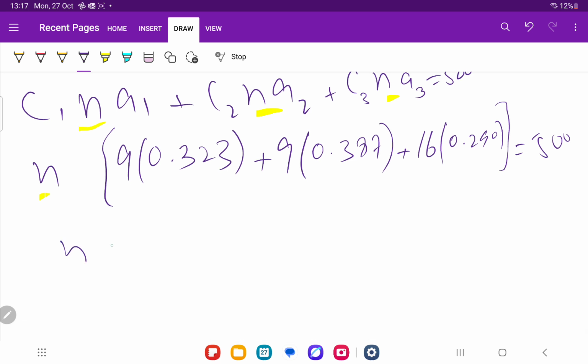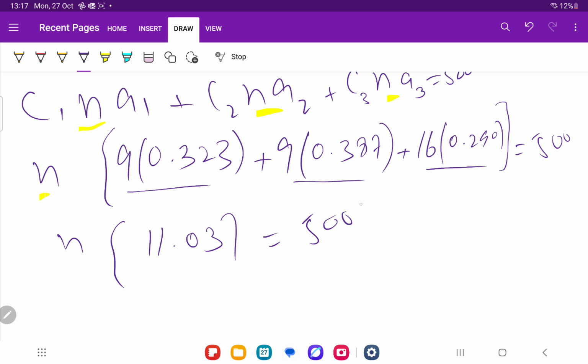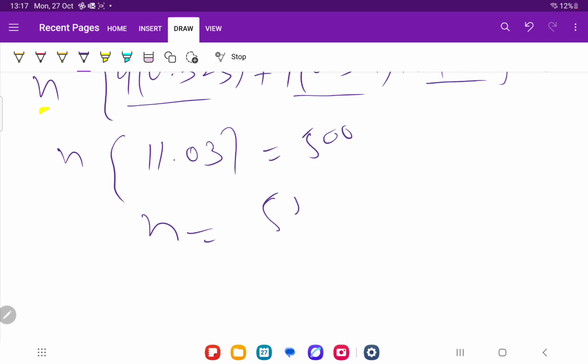Now we'll estimate the final answer. 9 multiplied by 0.323, 9 multiplied by 0.387, plus 16 multiplied by 0.290. The final answer here is 11.03, equal to $500. So N is equal to 500 divided by 11.03, which is 45.33. So that is N.